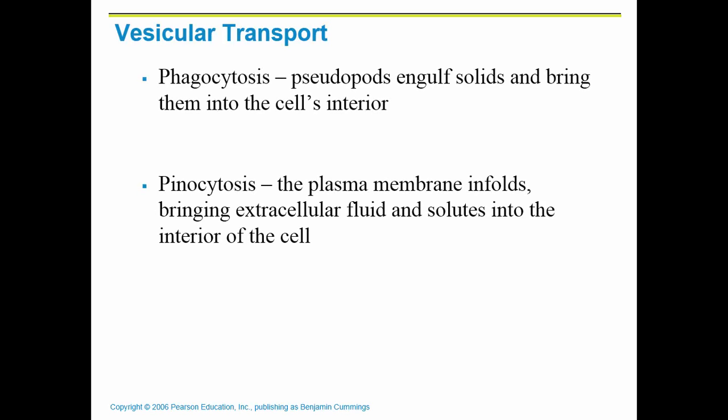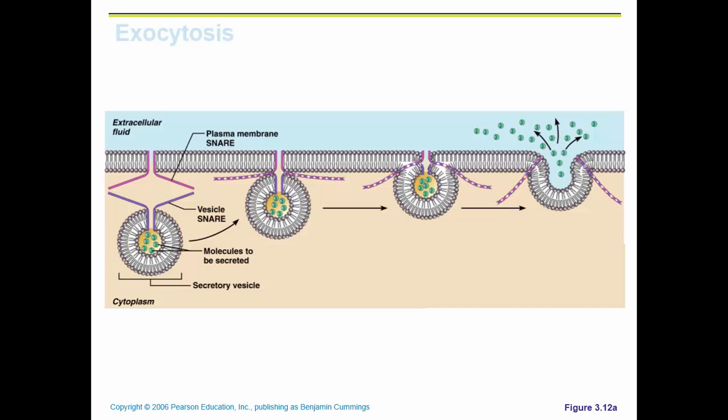There are two types of endocytosis. The first type is phagocytosis, where we're going to take in some sort of solid, large molecule or bacteria and bring it into the cell's interior so that we can digest it, use it, kill it, whatever is needed. And then pinocytosis is where we're going to be bringing in fluid from outside the cell inside the cell. We call phagocytosis cell eating and pinocytosis cell drinking.